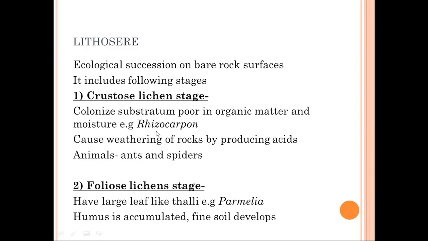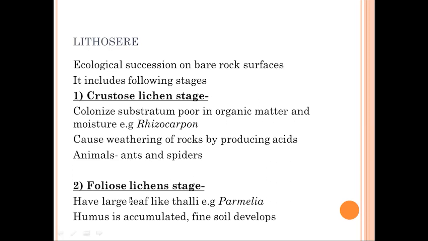Now, the acids that are produced by these lichens cause weathering of rocks. You understand weathering, that is breaking of the rocks. So, as and when the lichens die, they add organic matter to the small particles of the rock. And the animal species that can be seen in the crustose lichen stage are ants and spiders.